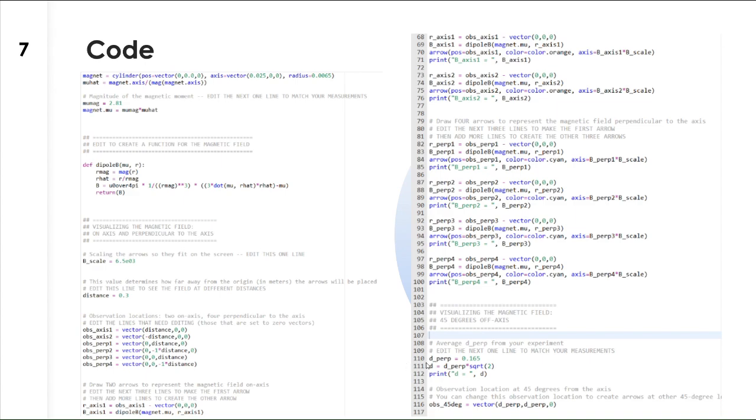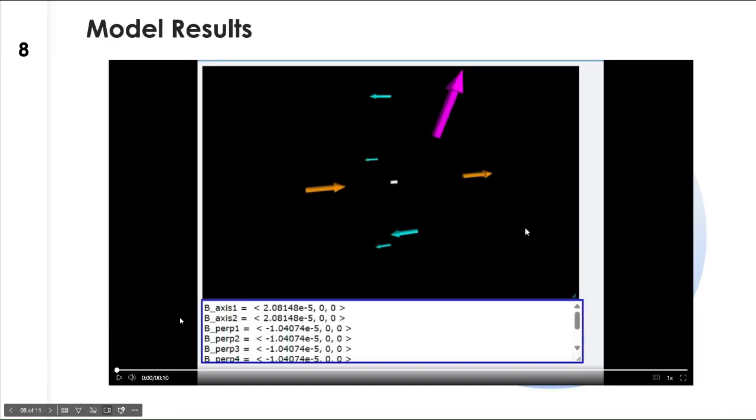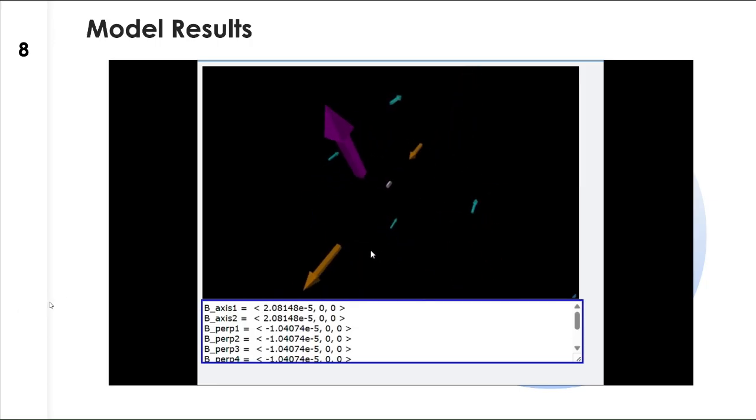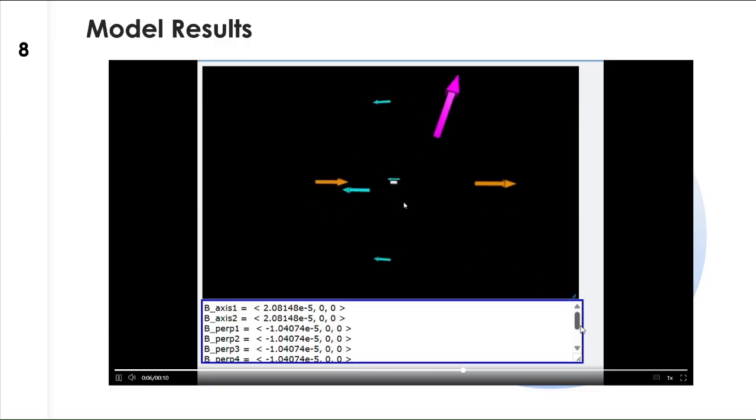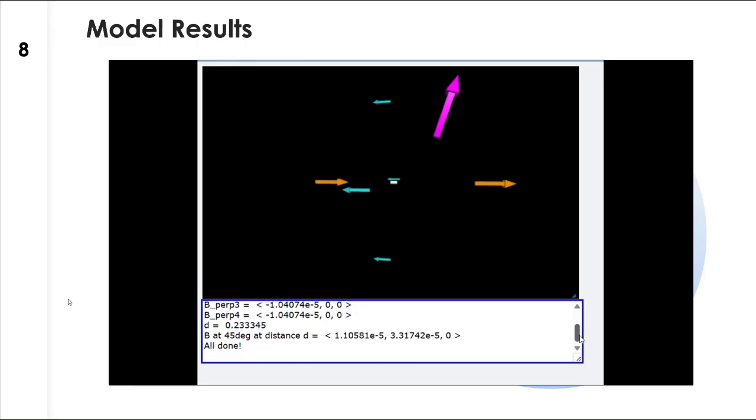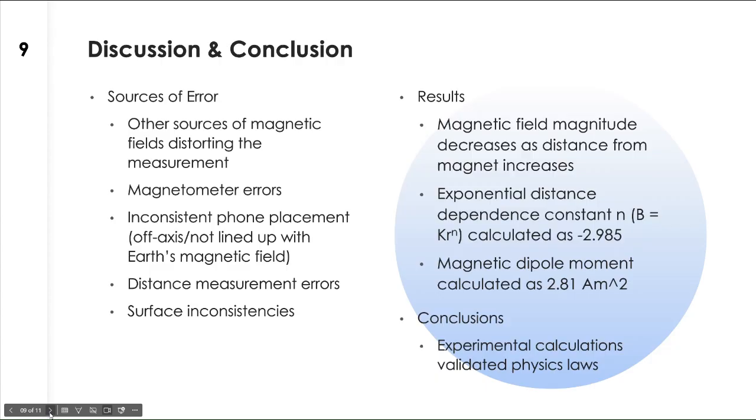And then we took our experimental perpendicular distance, which was 0.165, and we calculated the magnetic field 45 degrees off axis of our bar magnet. So this was the result of my GlowScript model, which you can see here. The bar magnet, the dipole, is this white object. The magnitude of the on-axis field is double that of the perpendicular field, which supports the equations I mentioned earlier.